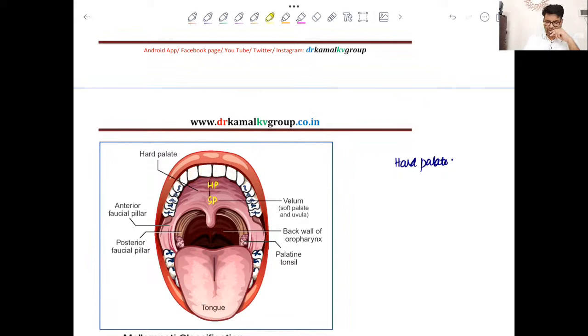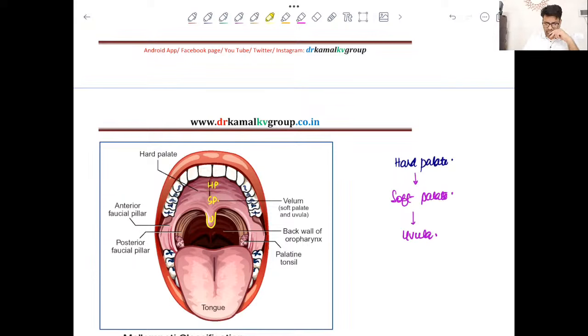So this is the soft palate, and we call it soft palate because it is made up of muscles. From the palate you can see one structure which is hanging down, and it looks like the alphabet U, so it is the uvula, clear? So these are three structures.